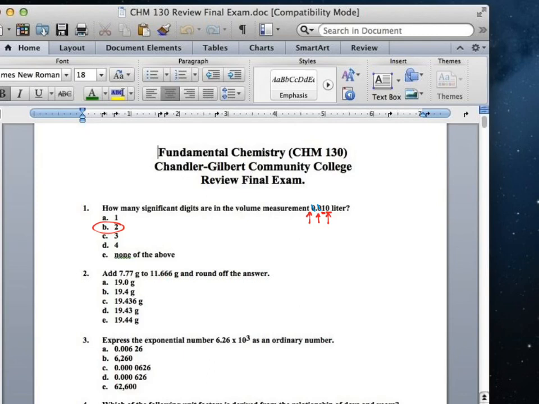Question 2. What do we have to do? Thankfully, we've all got calculators, because I wouldn't be able to add that in my head. We got 11.666 plus 7.77. I lied. Maybe I can't add it in my head. 19.436. Hey, look at that. Now we have that big long string of numbers, and the answer choice is there, so we bubble it in.